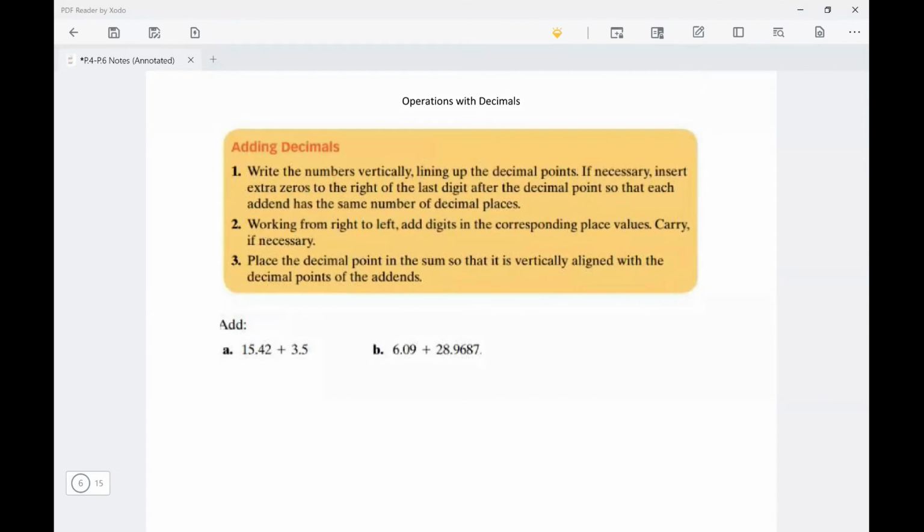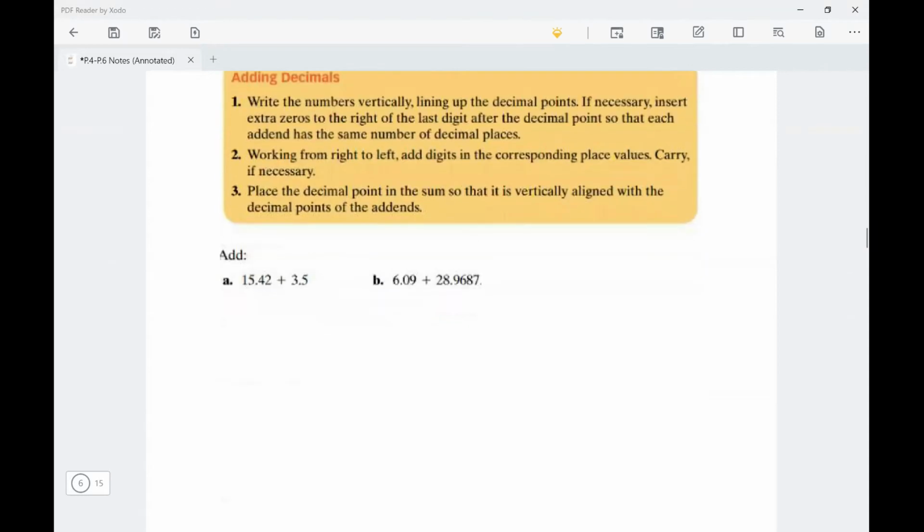Okay. The next one that we're going to look at is operations with decimals, right? So we're going to use the 4 common operations: addition, subtraction, multiplication, and division. And we do that with decimals now rather than fractions, right? So I'm going to look at part A, and it asks us to add these.